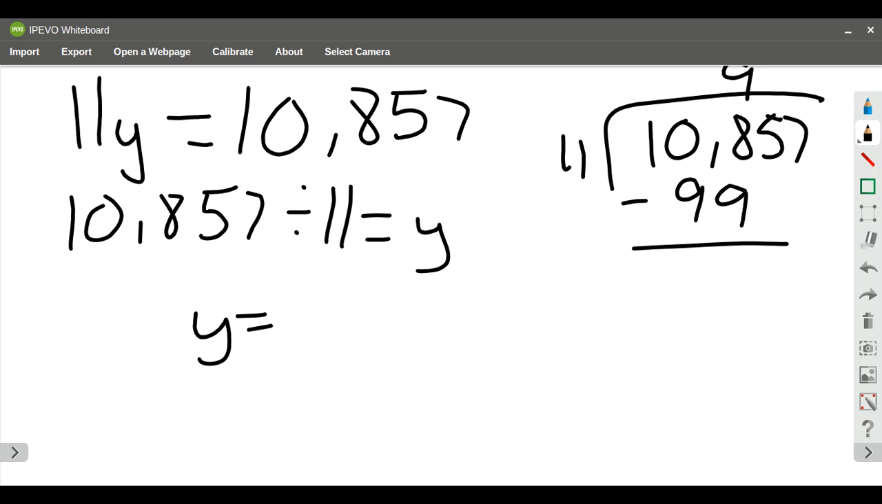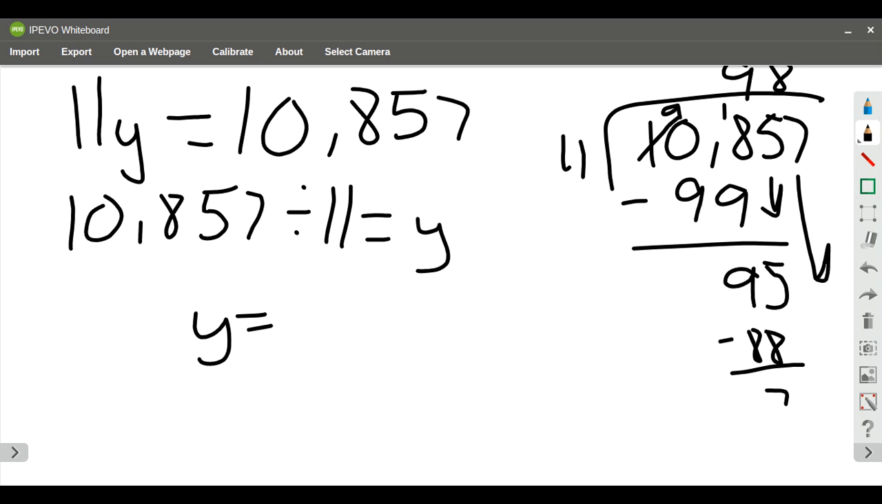I'm going to subtract. This becomes a 9, becomes 18. So I have 9 left over. I'm going to bring down my 5. 11 is going to go into 95 8 times. That's going to be 88. Subtract, I have 7. I'm going to bring down my 7. 11 is going to go into 77 7 times. Multiply, subtract for a remainder of 0. So my answer is y equals 987.